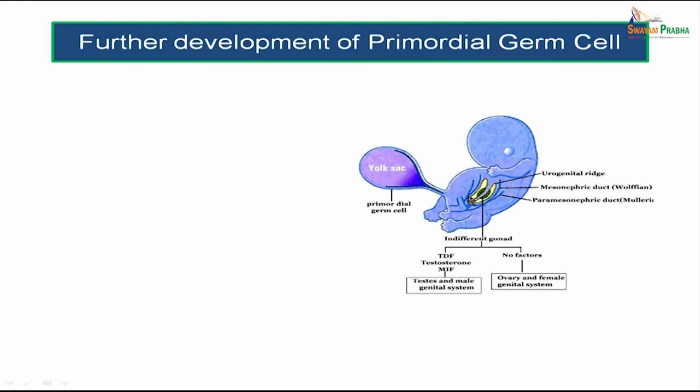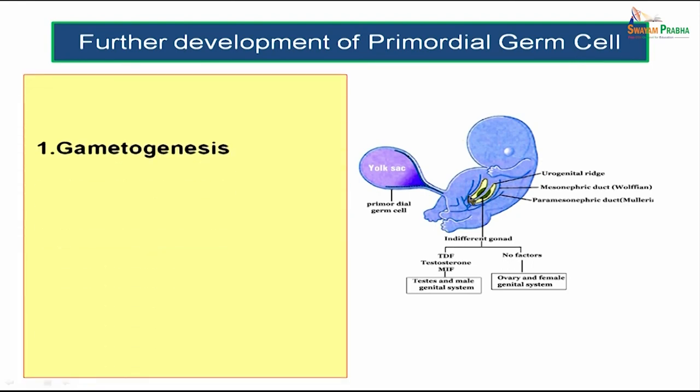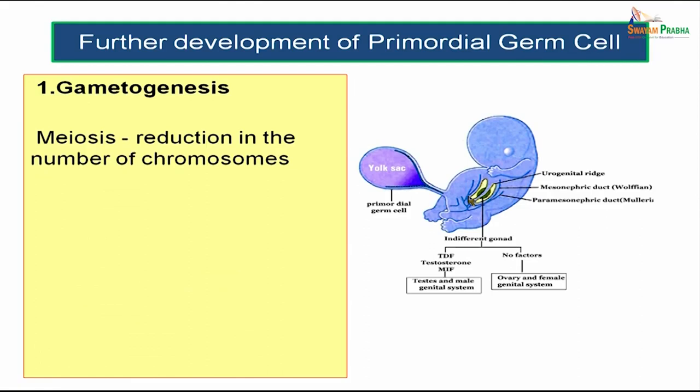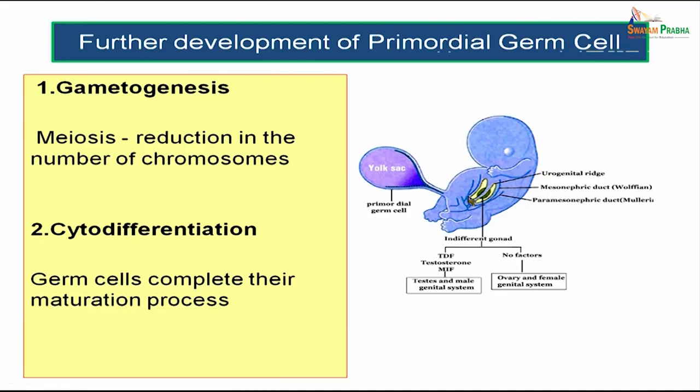Now, what happens to the primordial germ cell? The further development of the primordial germ cell can be considered under two main headings. One is gametogenesis and the next process is cytodifferentiation. Gametogenesis is actually a reduction division, because during meiosis, the number of chromosomes is reduced. What will happen if there is no reduction in the number of chromosomes? We won't be able to restore the chromosome number after fertilization. And what is cytodifferentiation? It is a process by which the germ cells complete their maturation process.